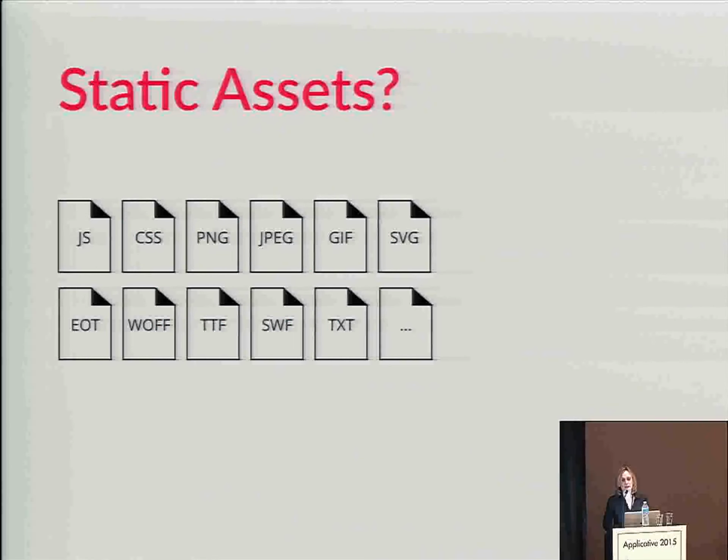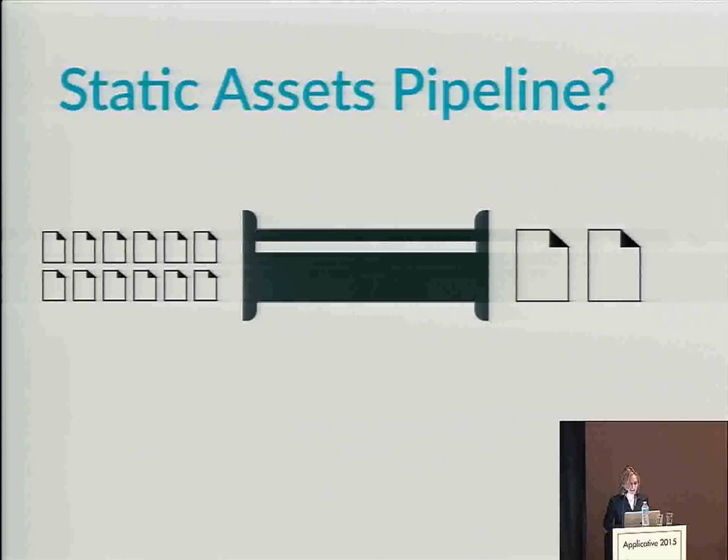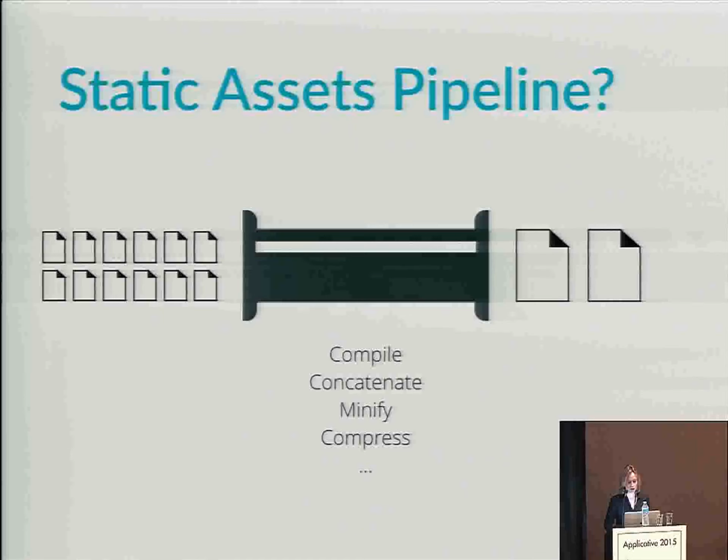Static assets are static files that you are going to serve, or should be serving, from a CDN, a content delivery network. So JavaScript, CSS, images, fonts, Swift files, if you still have some of them. I mean, we do. A static assets pipeline is a series of actions that is going to process those files and convert them to CDN-ready assets. Those actions may be compilation. For example, if you are using a preprocessor like Less or CoffeeScript, you need to compile those files. Concatenation, minification, compression, if ever your CDN is not taking care of it.